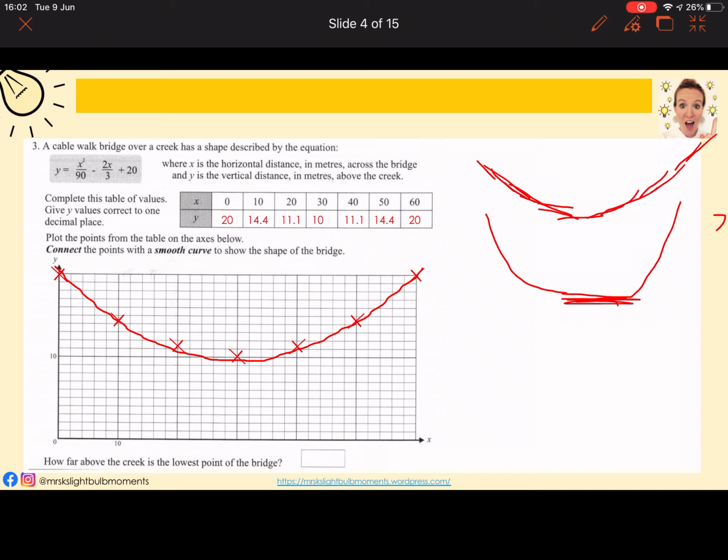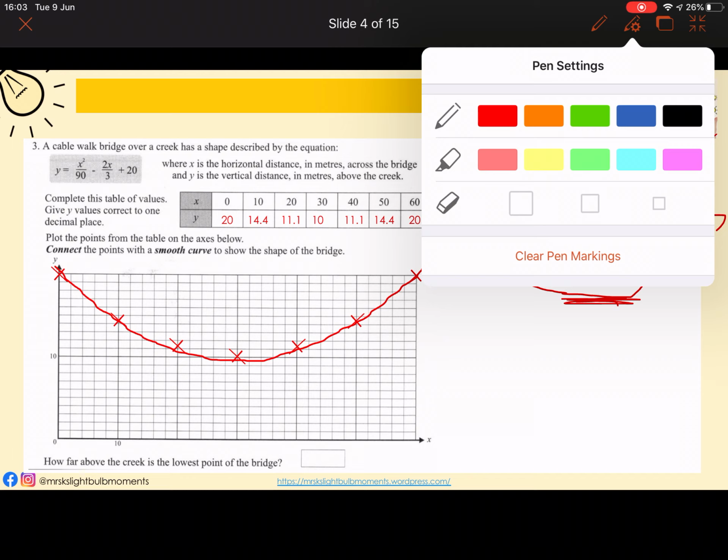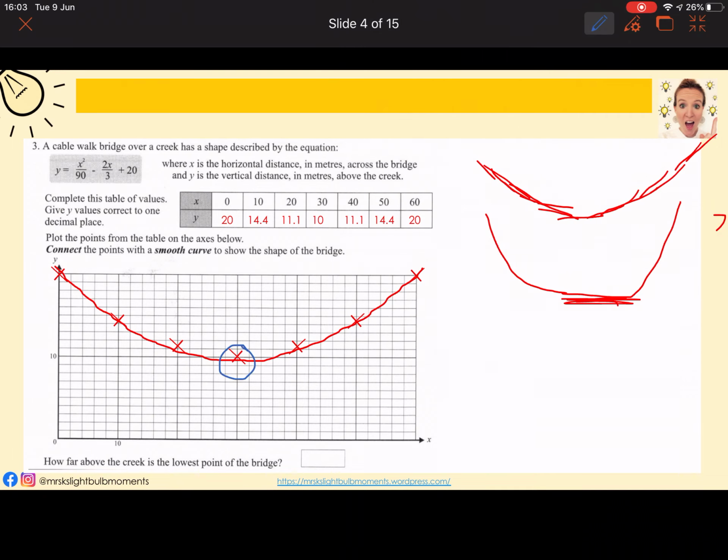Okay, once we've done that, it then asks you one applied question about this. And it says, how far above the creek is the lowest point of the bridge? So you might be able to just see it from the graph there, but always check back at the question, check which value is which. So if we look back, x is the horizontal distance in meters across the bridge. So that's as you go along the x-axis, is sort of as you're walking along the bridge. Y is the vertical distance in meters above the creek. So y is the height above the creek. Now it says how far above the creek is the lowest point of the bridge. The lowest point is that point here, the turning point, and that is 10 meters above the creek.